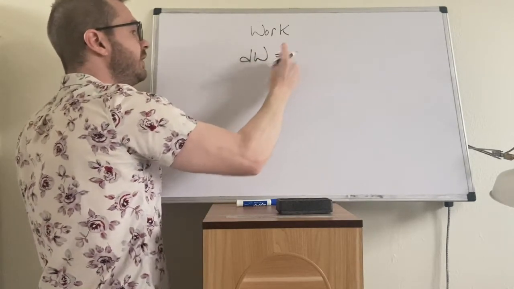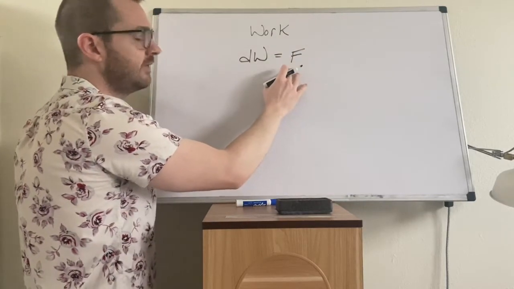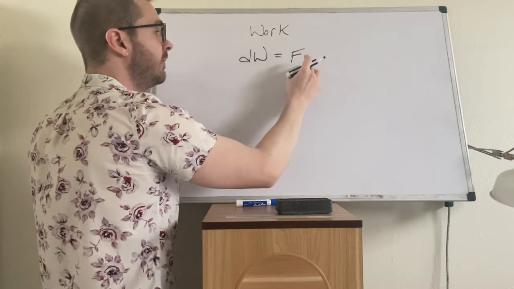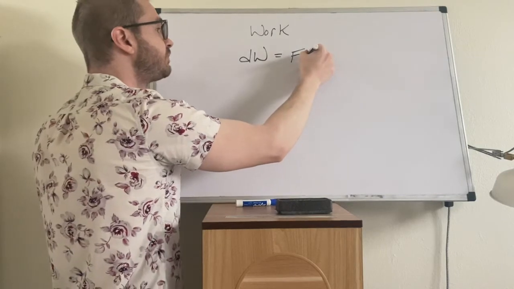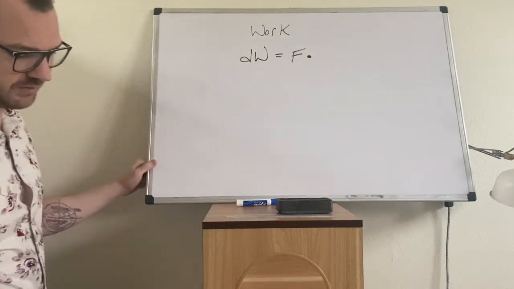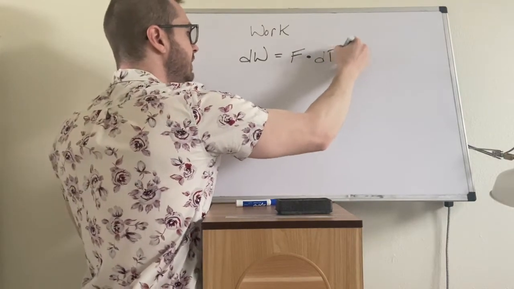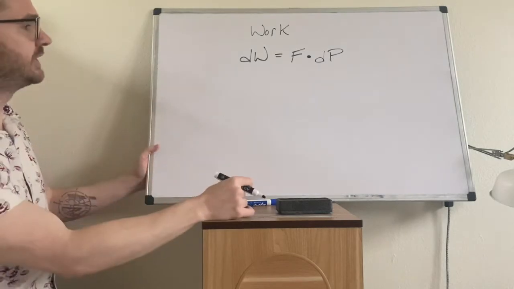is the differential bit of work done is the force. Now this is the sum of forces. I'm just going to drop the sum notation, but consider that we are talking about vectors. So this is a vector of forces. It is the sum of forces dotted with the differential position, so some differential change in position.